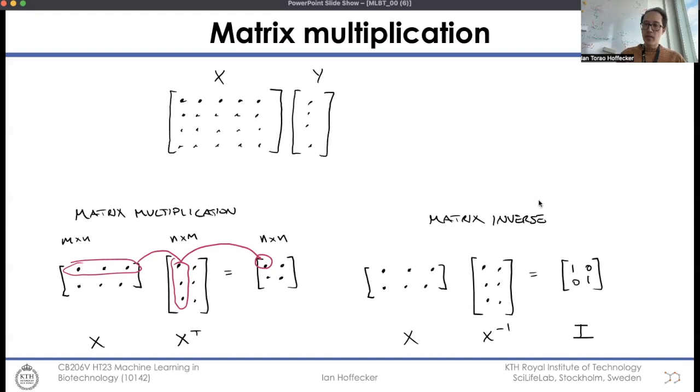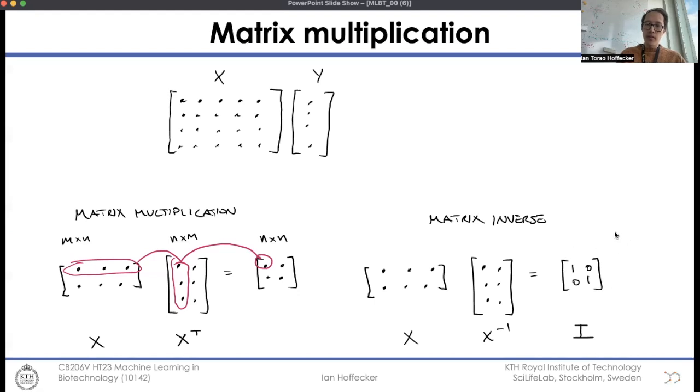And then the matrix inverse is this problem here where you've got a matrix and you're multiplying it with some other matrix, the inverse, and that multiplication should result in the identity matrix, which is the matrix which has diagonal ones like this. So this is the matrix inverse, the one that gives you this identity matrix here.